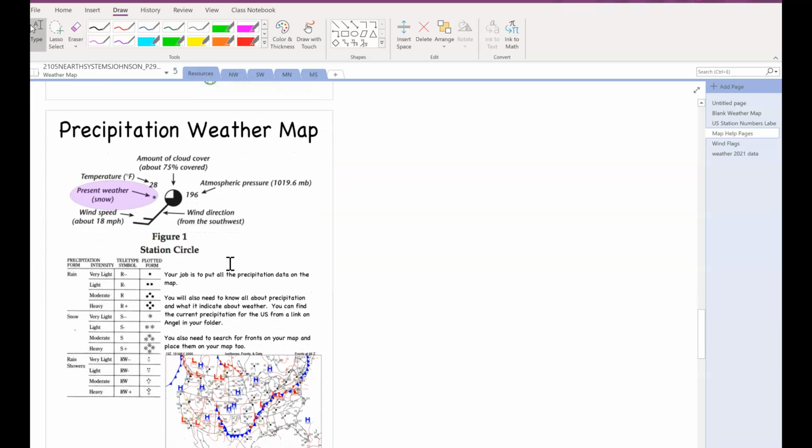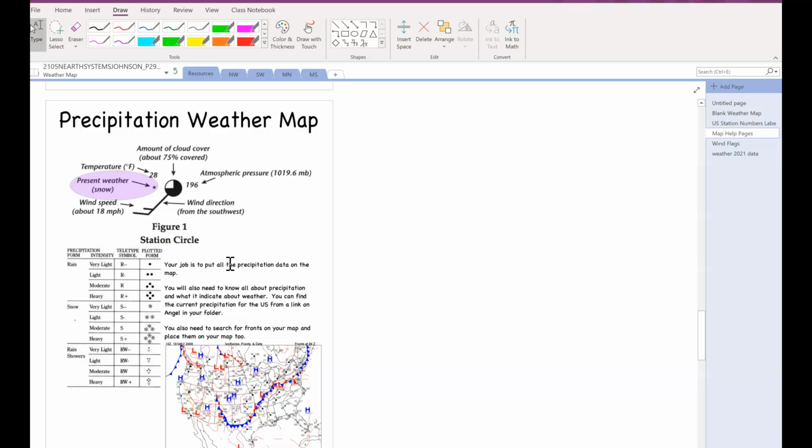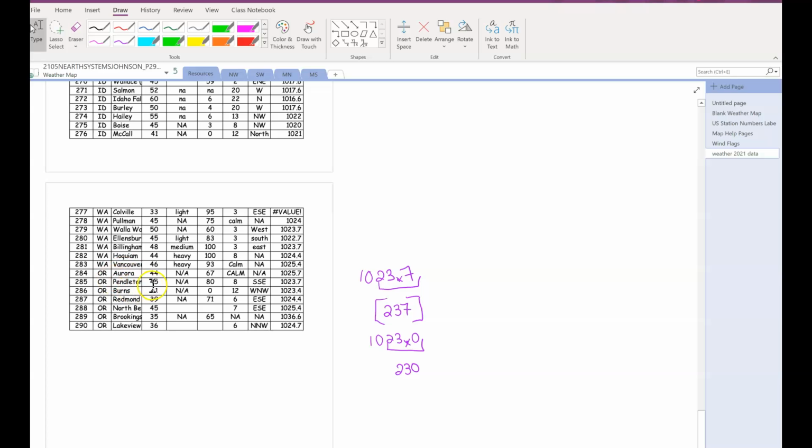Now we have precipitation. Precipitation for our data for this year is all going to be rain. The data was taken at the end of April, so we're only going to be using these symbols, and they're going to go directly west of your station symbol. Let's go to our data page. For 285, it says NA, which means not available. This is data that was taken from students, so sometimes they didn't get all the data taken, or sometimes you have blanks. This here for Colville is a mistake, so you just leave that blank.